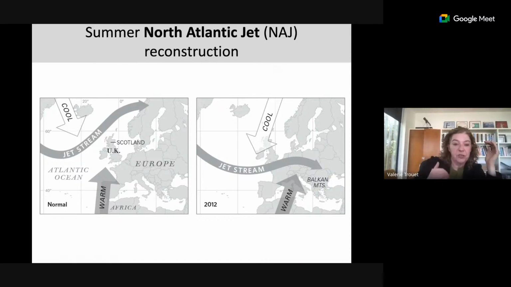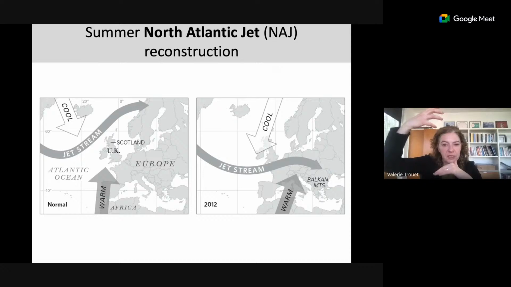And so over Europe, you get nice and balmy summers in Belgium, where I'm from originally, and the UK. It's kind of what you see in the left-hand cartoon here. In normal years, the jet stream is located north of Scotland, and so you get warm air in summer over Western Europe. When the jet stream is positioned in summers further south than normal, you get the cool air from the Arctic coming much further south than normal. You get cool and wet summers over the UK and Western Europe.